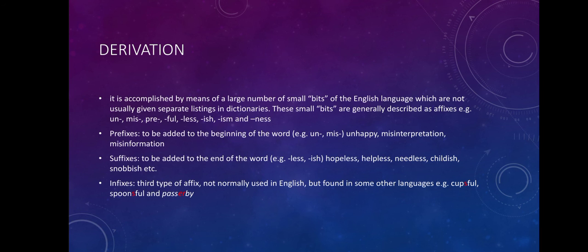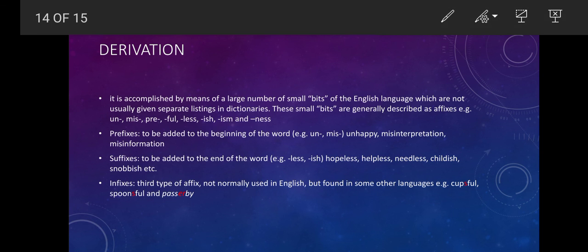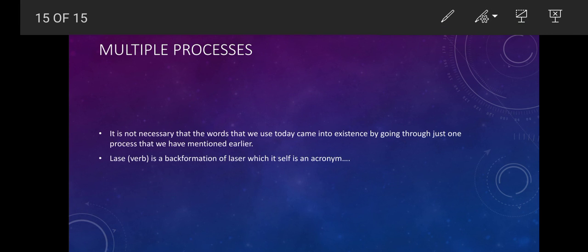So these are the processes of creating new words in English language, but it is a very rare thing that a single mechanism or system helped in forming new words. Words usually go through different processes to reach their final form, and it is known as the process of multiple processes, such as we are using an English verb, that is laze, nowadays.